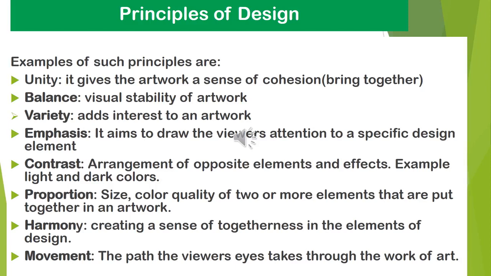Okay, then our next principle is what? Proportion. Proportion deals with what? Size. So with the size, color, quantity of two or more elements that are put together in a work of art. So it's the sizes of the elements that you've used within the work of art, like big and small squares, long lines, short lines. Okay, those kinds of elements that you put together, and the color quantity as well. Maybe you use more of red, less of yellow, more of black, less of green.